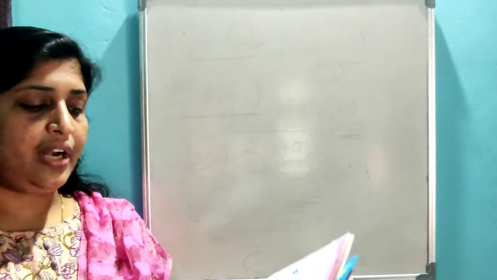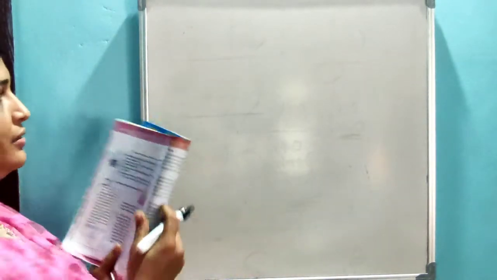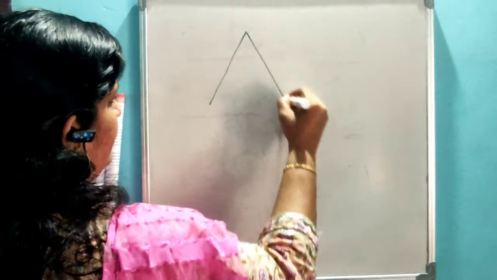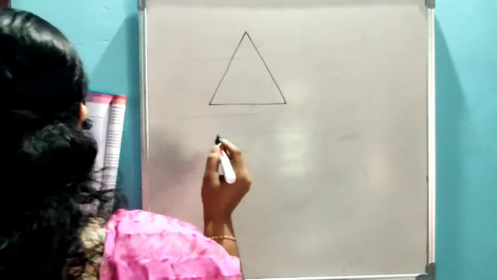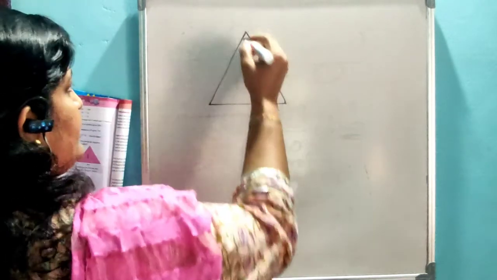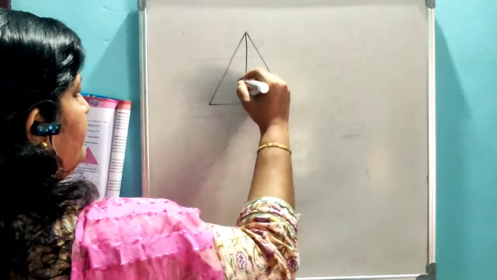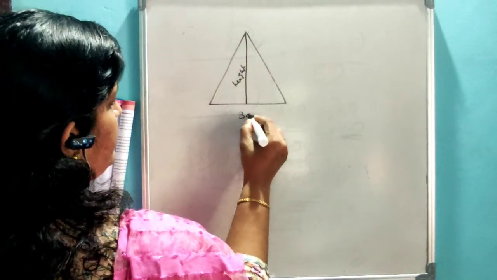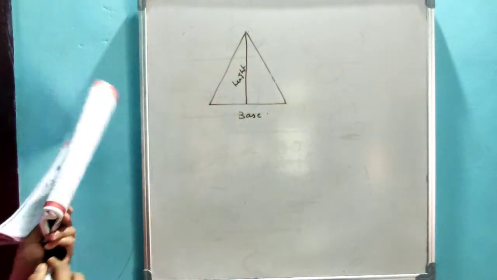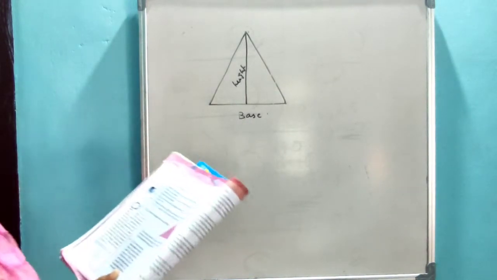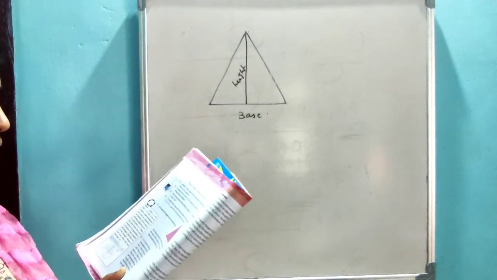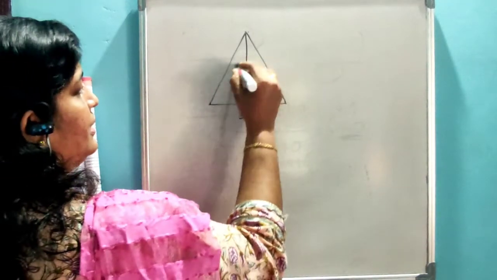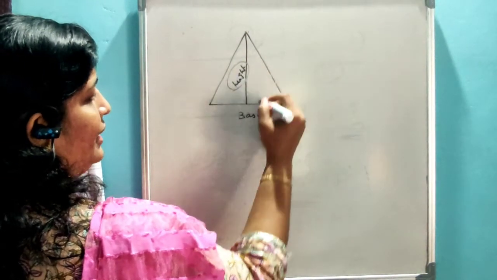An isosceles triangle has to be made like this. Here we have an isosceles triangle. This is its height, and this is the base. The height should be 2 meters less than the base. This height is 2 less than the base.